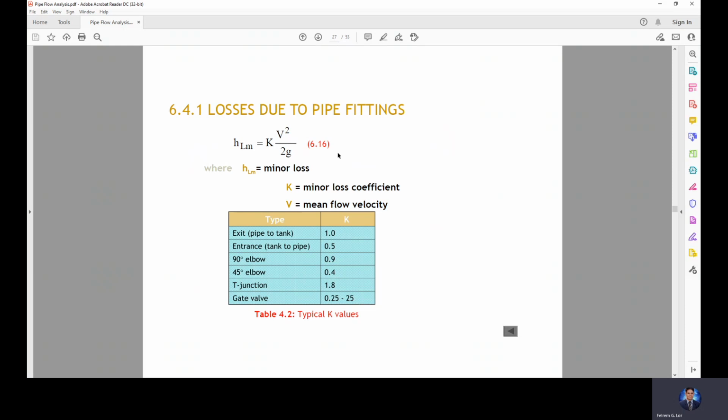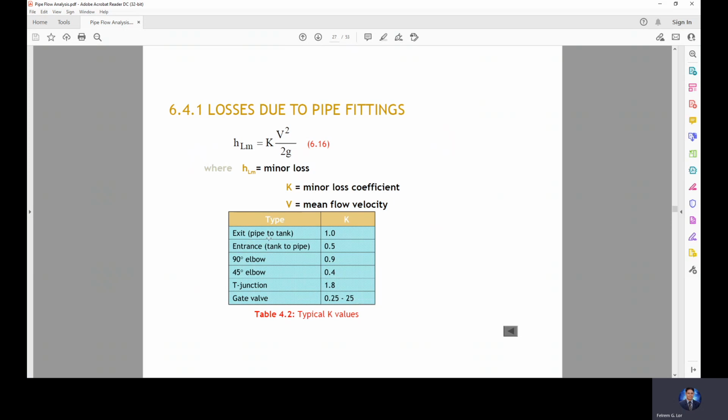So the minor loss is actually dependent on the velocity head. So it depends on a certain value of K. This K is a certain coefficient. The value of K depends on what type of disturbance is in your flow. So actually it depends on the magnitude of your flow and the types of disturbance in your flow. So you have different values of K in different situations.